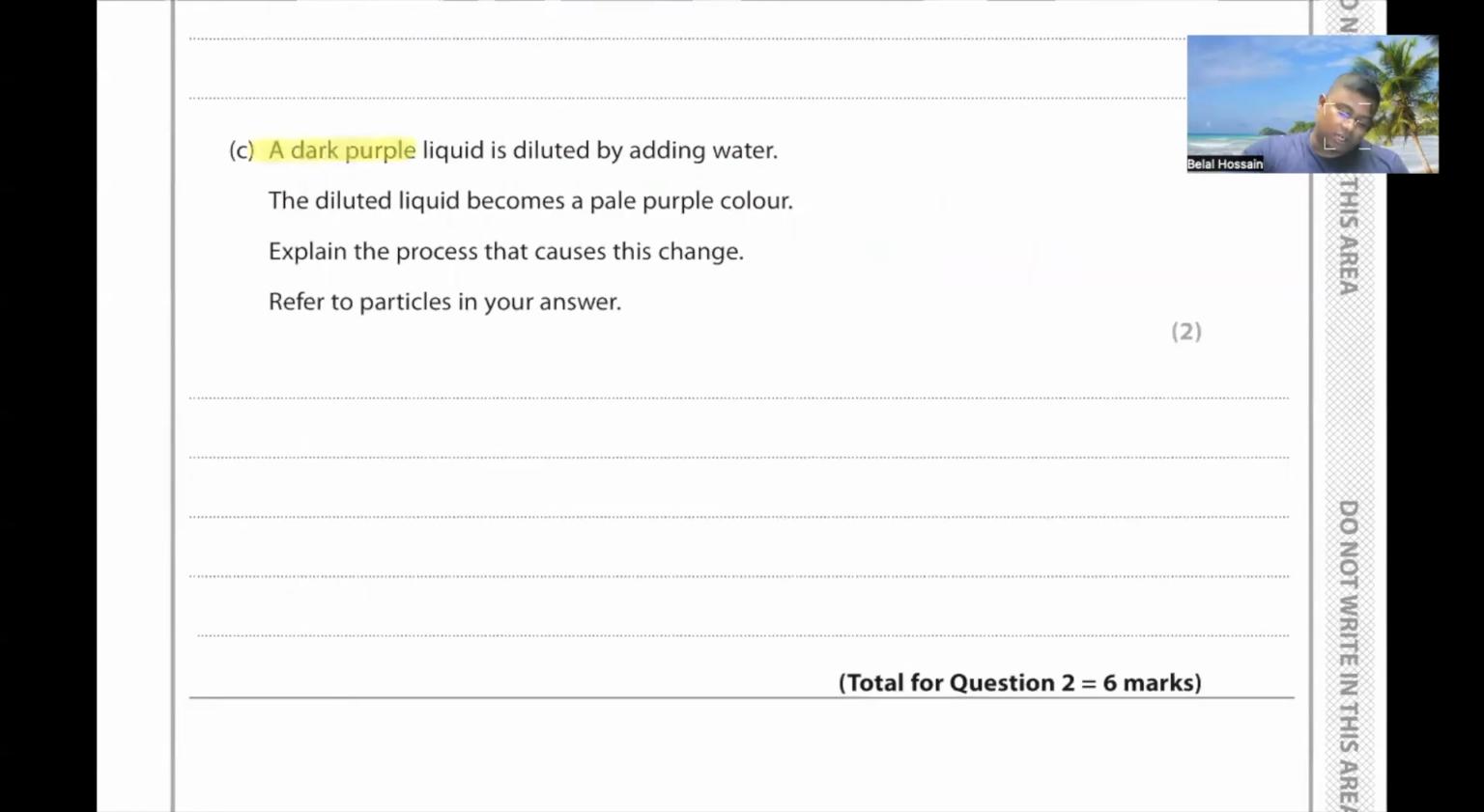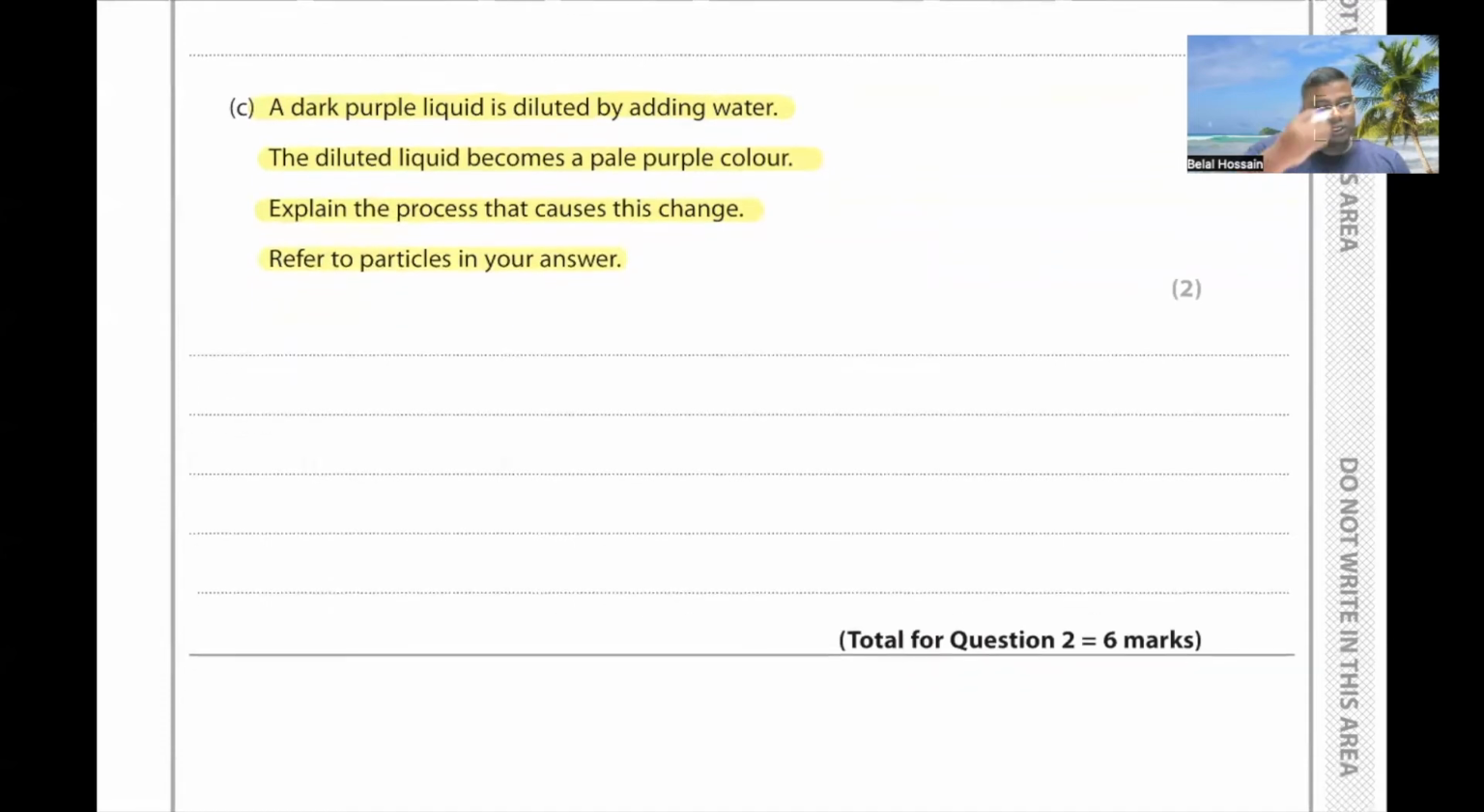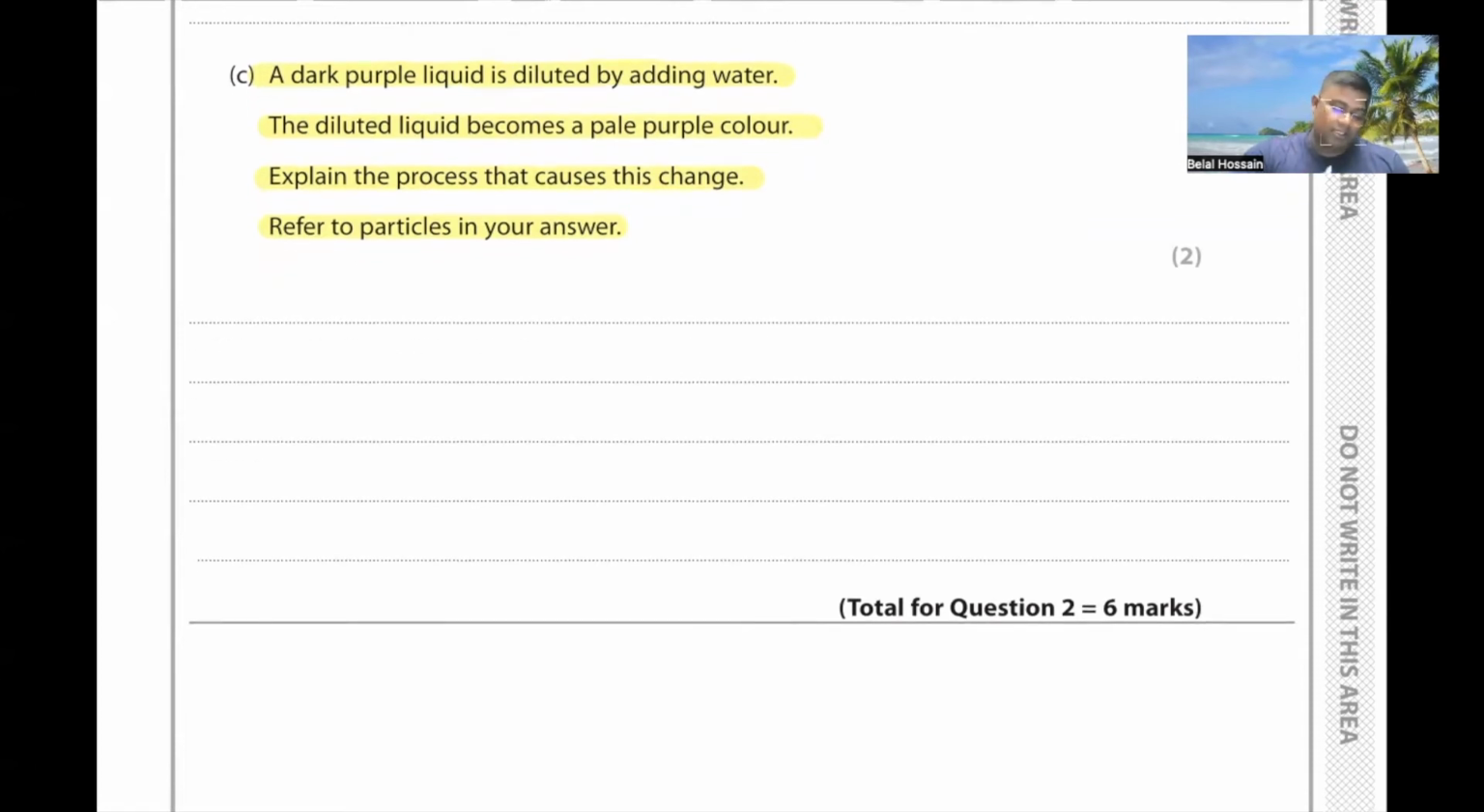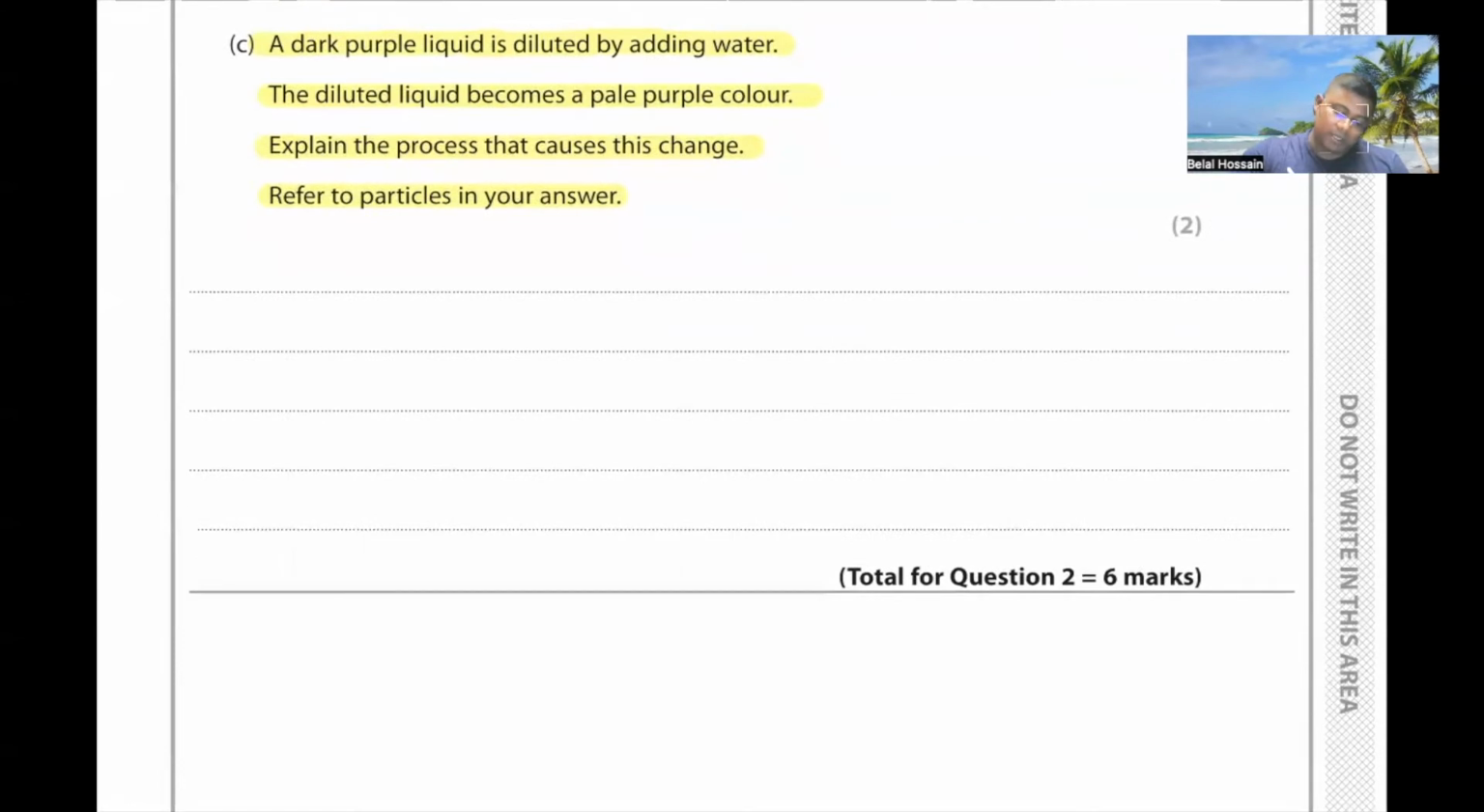Part C. A dark purple liquid is diluted by adding water. The diluted liquid becomes pale purple color. Explain the process that causes this change. Refer to the particles in your answer. So basically we are adding water to a dark purple liquid. Once we add water to the dark purple liquid, we're increasing the quantity of the solvent. We're increasing the quantity of the water, and basically the dark purple liquid is going to dissolve and diffuse in that entire liquid. The liquid becomes a pale purple color.